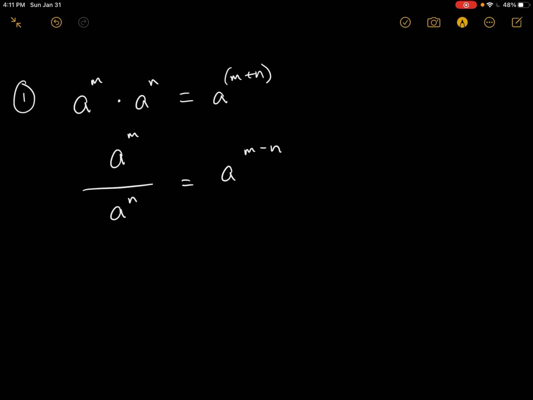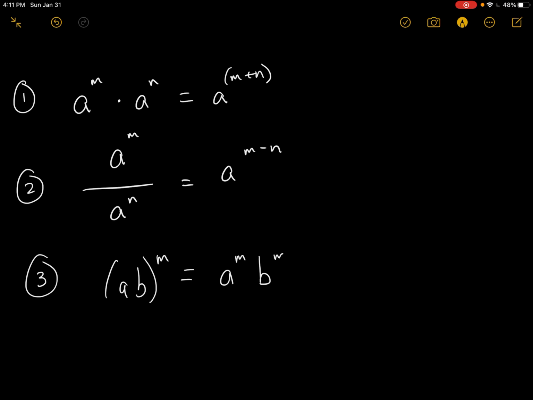If you have the same base and you're multiplying, you are allowed to add those exponents. If you have the same base and you are dividing, you are allowed to subtract those exponents. If you have the distributive property, you distribute the exponent to each term on the inside.